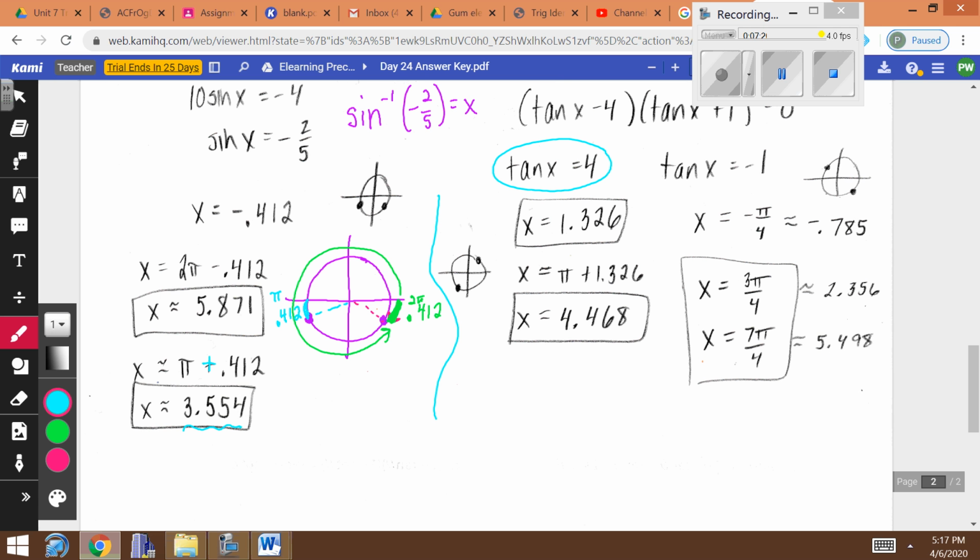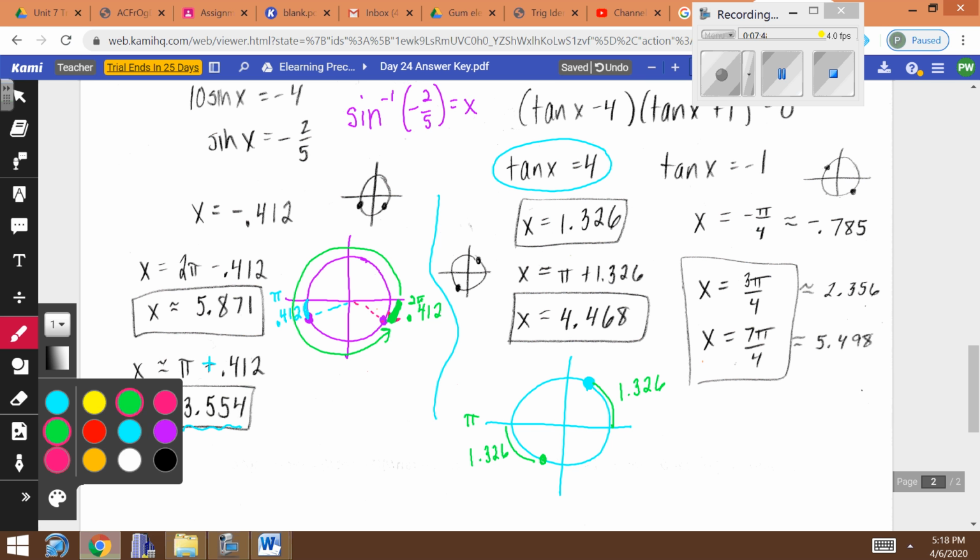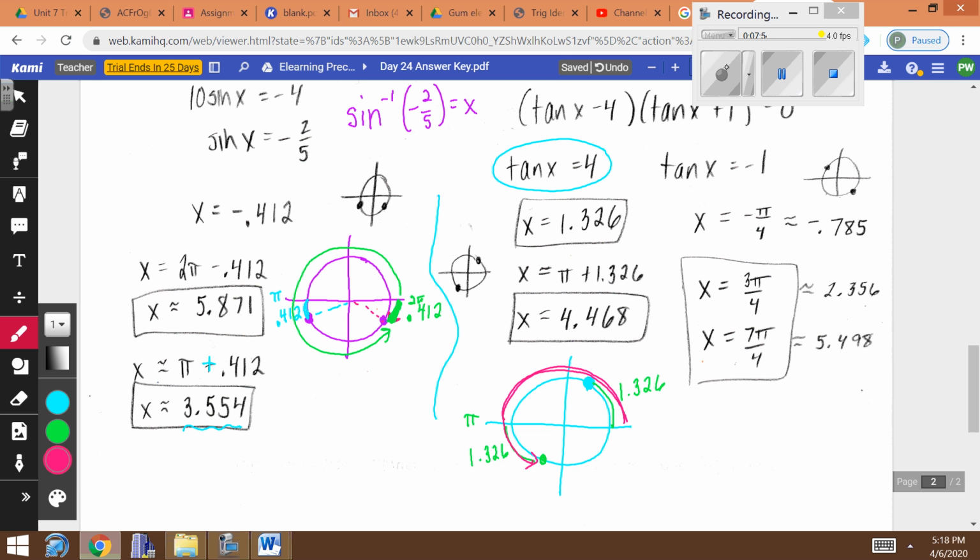Here's my little drawing for it. I'll make it a little bit bigger so we can think about it. That 1.326 is already in our interval from 0 to 2 pi. That's our quadrant 1 angle right here, 1.326. And then we also know that the tangent is positive down here in quadrant 3. Again, that distance right here is 1.326. If this is pi, to find the angle that goes all the way around, we're taking 1 pi and adding that 1.326 to get to the 4.468.